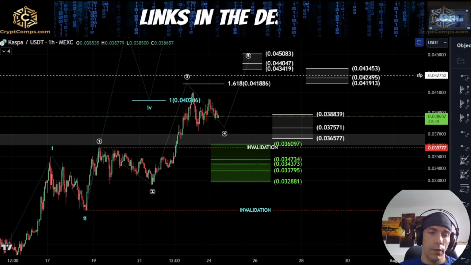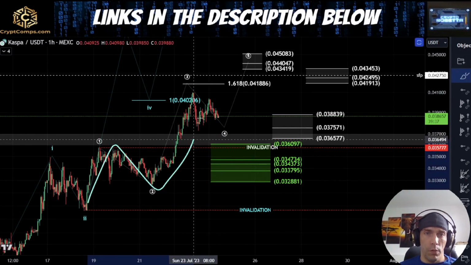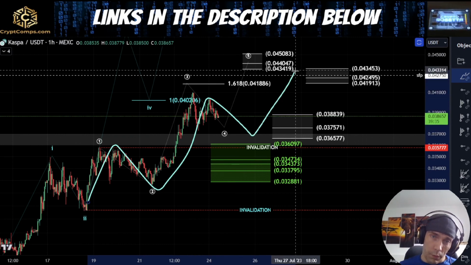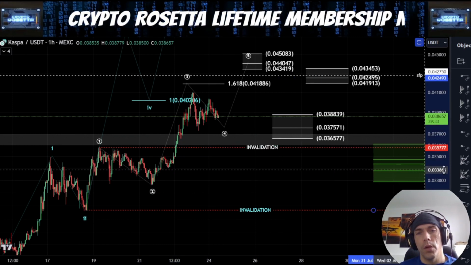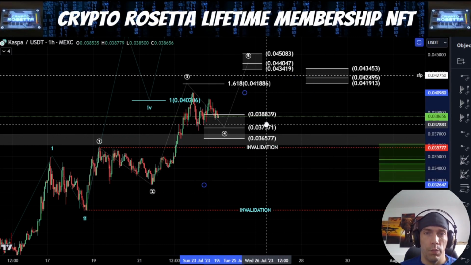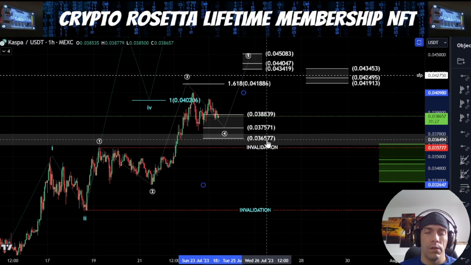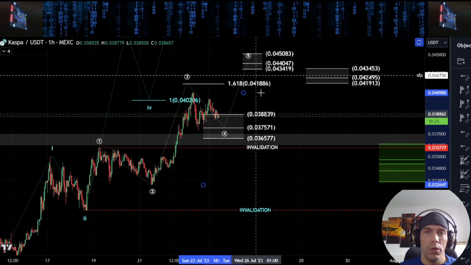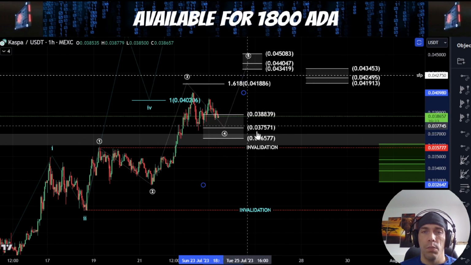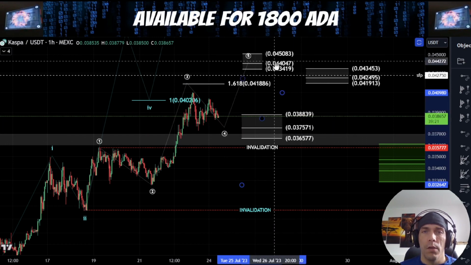Now, if we are looking at this as 1, 2, 3, and then we're looking for a fourth and a fifth, effectively what we'd be looking for here then is this to be our support box area. So this 3883 to this 3657. As long as we hold this level, we do have potential that we could be looking to push to the upside one more time for this fifth wave.